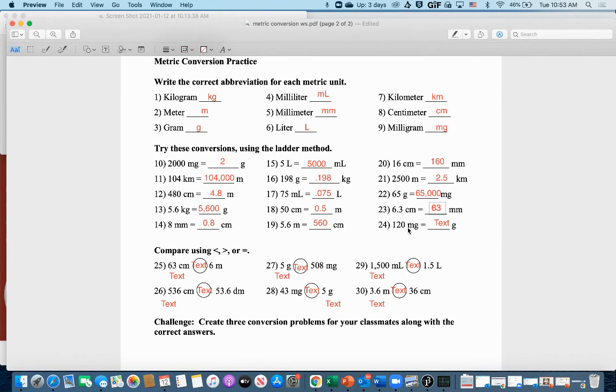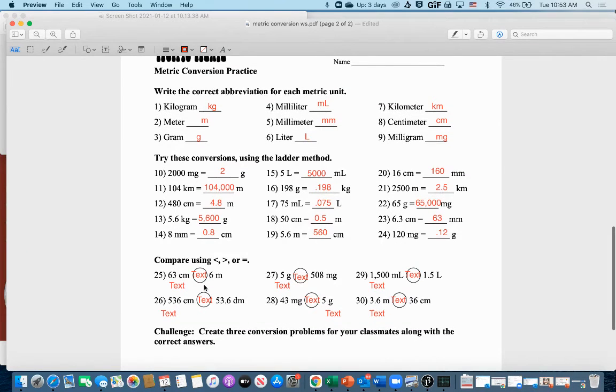And then last one right here, 120 milligrams to grams. So I'm at the bottom. I'm going up 3 steps. So this is going to become 0.12. I can drop that last there. Okay. So those are the practice ones there. Now we just need to do 6 more conversions here.